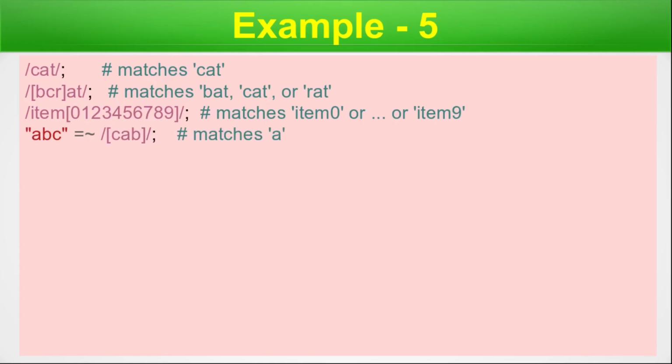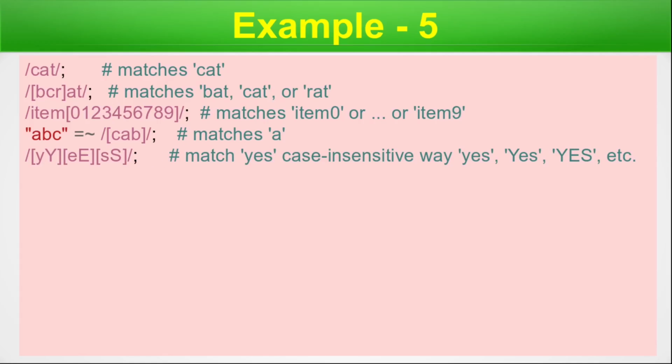ABC =~ CAB within angular bracket. It matches only A, because in this group only one alphabet is matched, so that will match with A. Now we have three groups side by side: small y capital Y, small e capital E and small s capital S. So these can match yes in a case insensitive way, that is small yes, then capital yes, and so on. So any combination. Item 0 to 9, so instead of writing whatever we have written in the third line, we can write in a similar fashion item, then within the bracket 0-9. Here it means the same, matches from item 0 up to item 9.